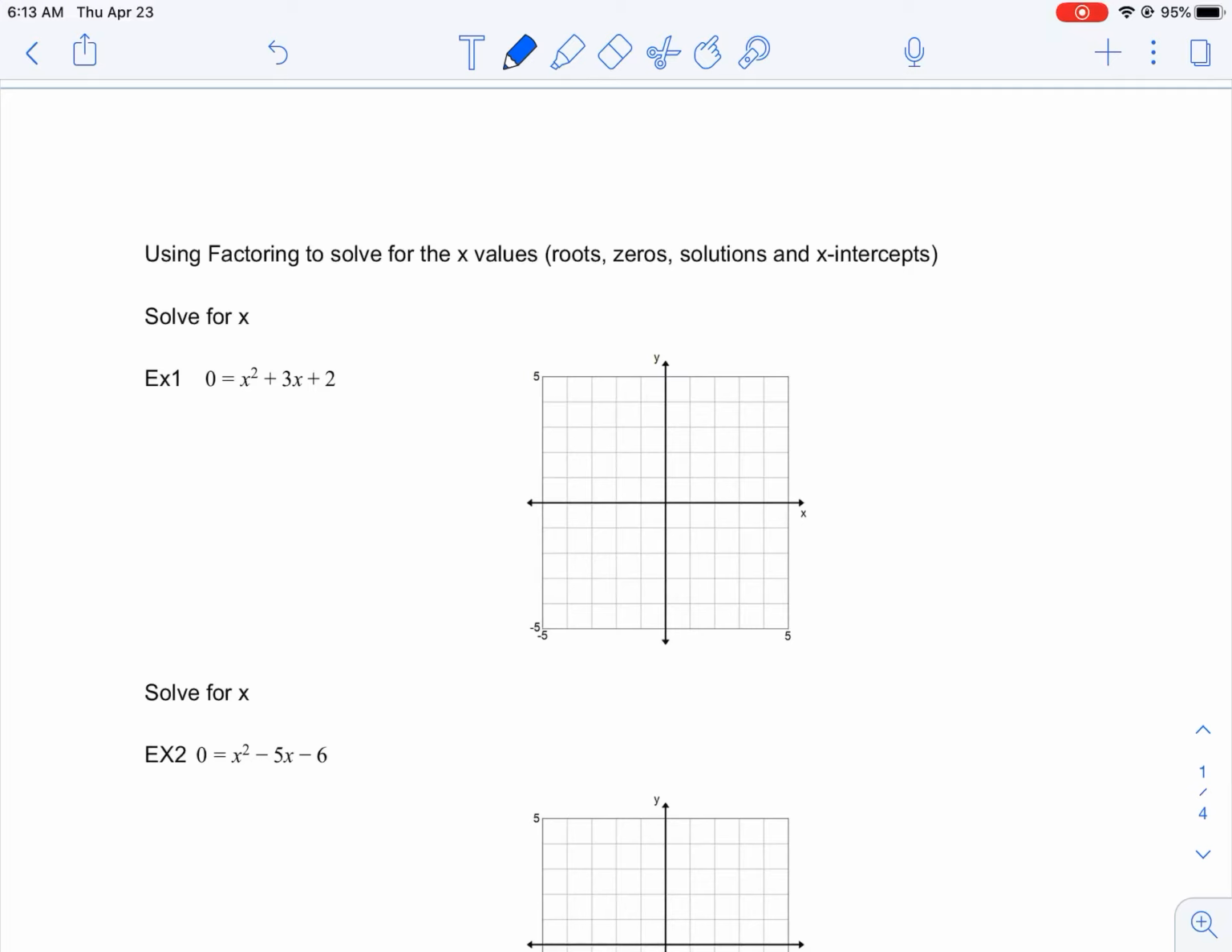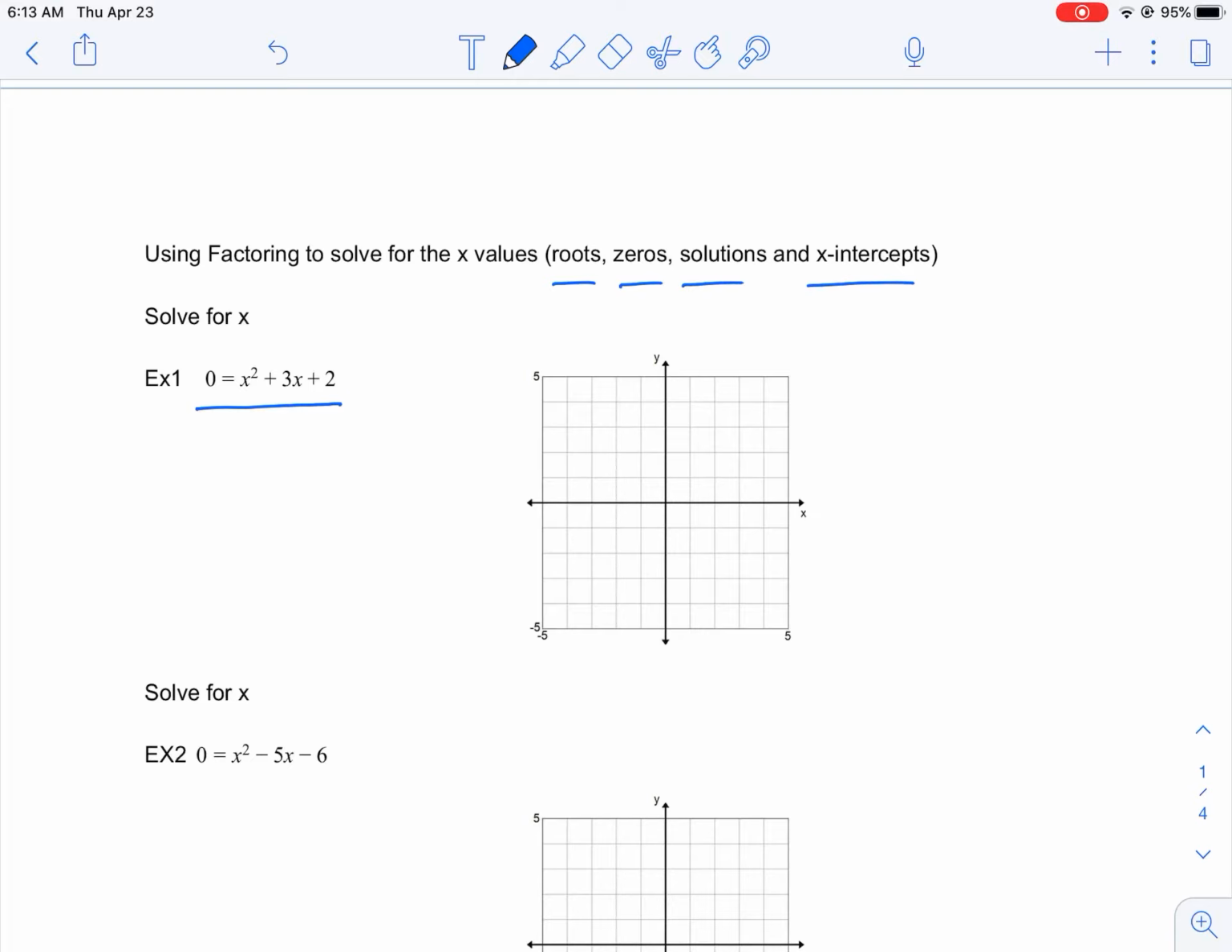And so you're going to see it's actually going to be an equation. Okay, it's going to be an equation where it equals something. And right now, it's always going to equal 0 for us. Okay, so when we solve for the x values, what we're actually doing is finding the roots, the zeros, the solutions, or the x-intercepts. Remember, they're all the same.